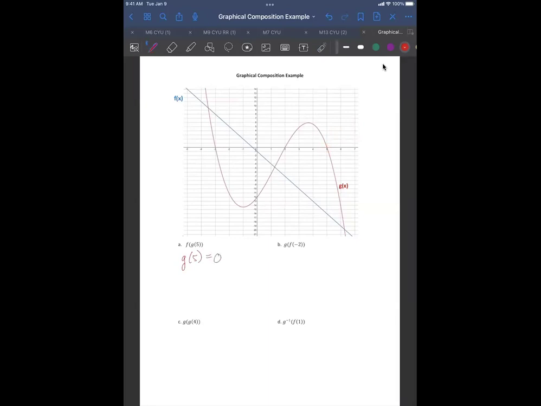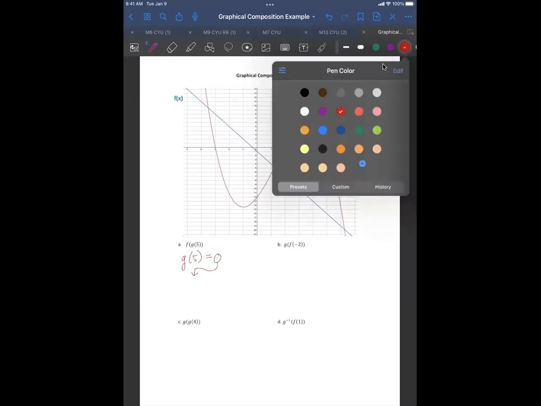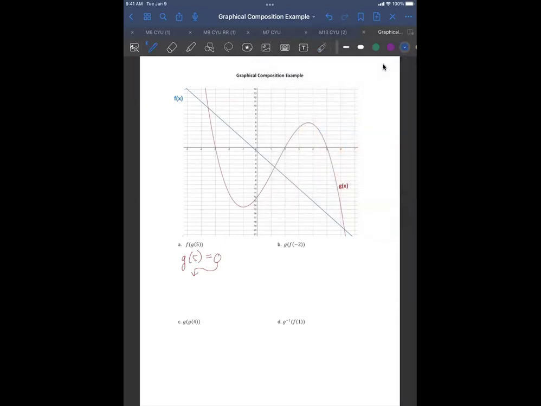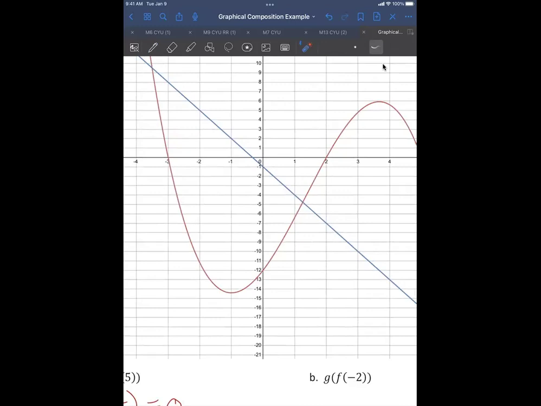Now, here's where the composition comes into play. Once you know that the output for that initial step is 0, you're then going to take that output of 0 and plug it in for the next function, which in this case happens to be f. So now we're going to do f of 0 and follow through with this composition. So once I plug in f of 0, now 0 is the input for the function named f. So I'm looking at an input value of 0, that would be right here.